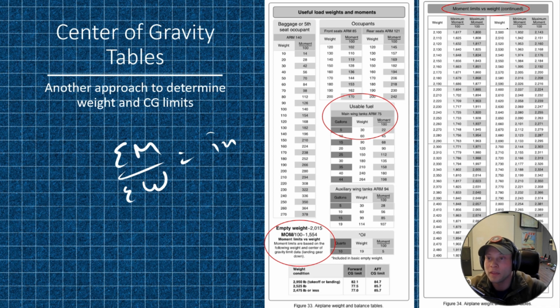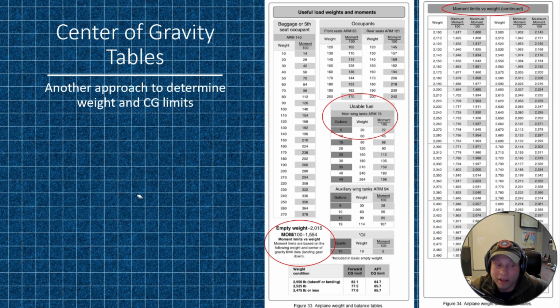For example, if your total weight is 2,500 pounds, your minimum moment or your center of gravity has to be within these two here, right? Your minimum moment is 1,932 and your maximum is 2,143. So as long as your moment is balanced somewhere between these two at this weight, then you are safe to fly. If not, you need to rebalance the aircraft.